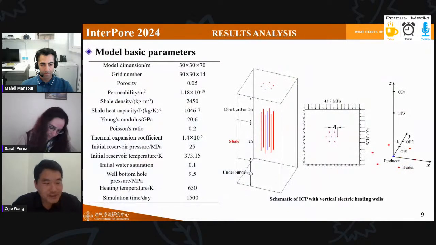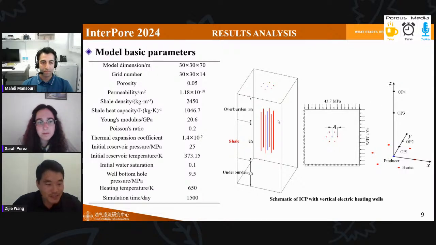To evaluate the feasibility of SAP in shale oil reservoir, a 3-dimensional physical model is established as shown in the figure, including the shale formation, the overlaying and underlaying surrounding formation, well at the center, with four observation points showing. The basic parameters are shown in the table.